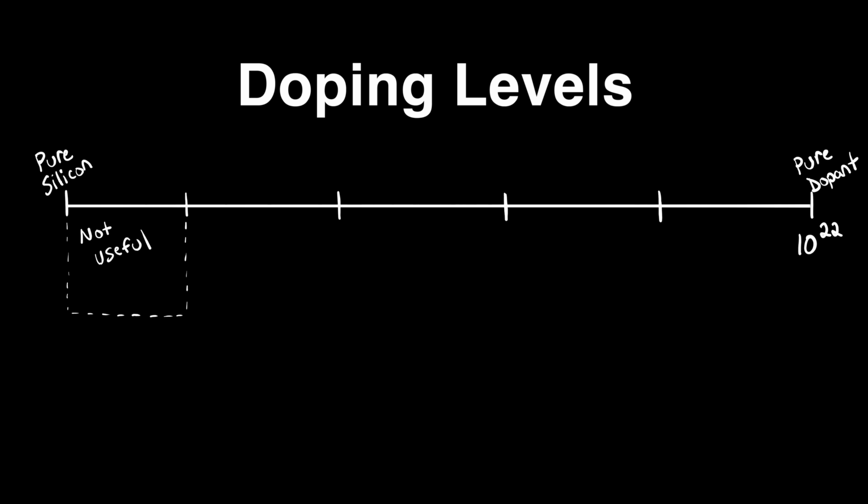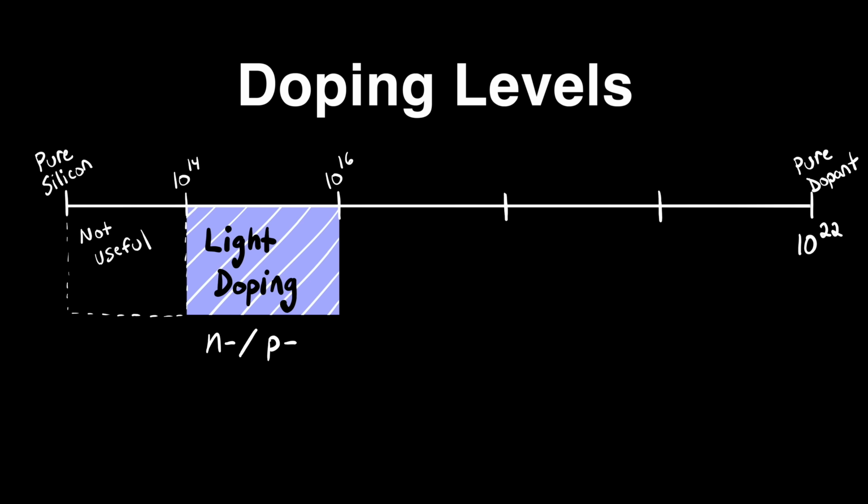For dopant levels between 10 to the 14 and 10 to the 16, we generally refer to this as lightly doped, N- or P-, depending on the dopant type. This doping level is very low and results in a low conductivity, which can help prevent current leakage in some devices, such as high-voltage MOSFETs.